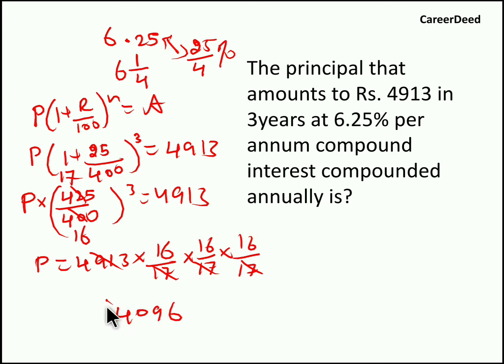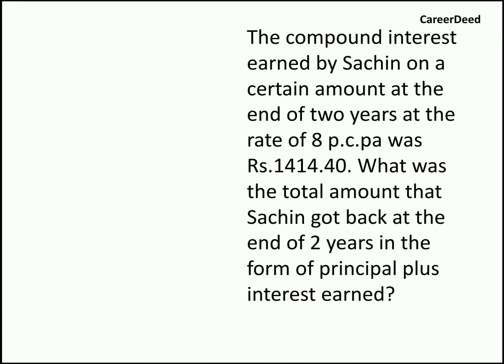So 4096 is the actual amount he invested, and for that, for the rate of interest 25 by 4% for 3 years, he is getting the total amount 4913 rupees. So here we found the total principal is 4096 rupees. Now moving to our 9th question.